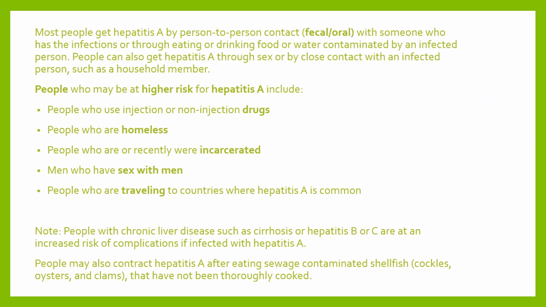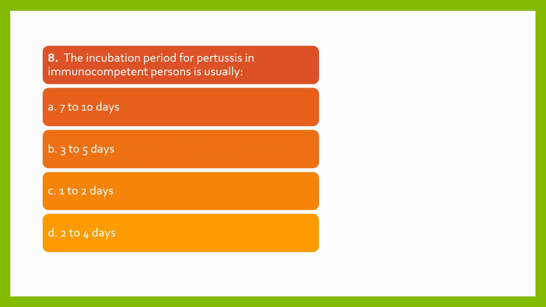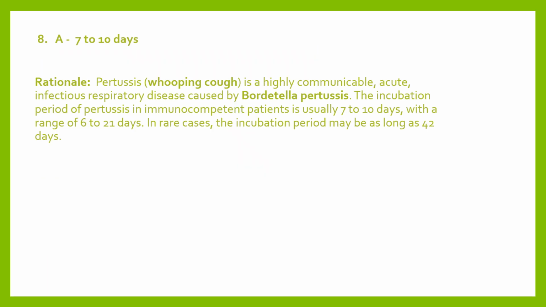People may also contract hepatitis A after eating sewage-contaminated shellfish, such as cockles, oysters, or clams that have not been cooked thoroughly. Question 8. The incubation period for pertussis in immunocompetent persons is usually A, 7 to 10 days, B, 3 to 5 days, C, 1 to 2 days, or D, 2 to 4 days. The answer is A, 7 to 10 days.